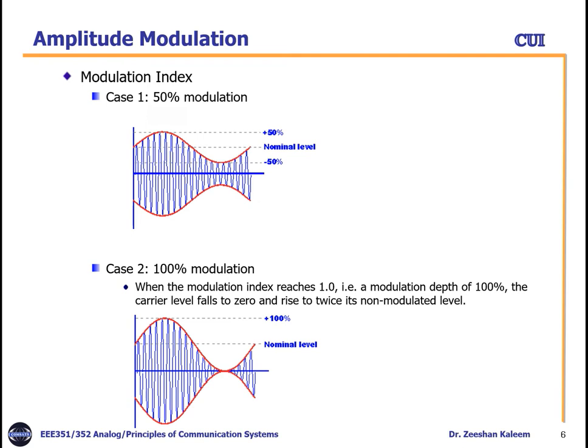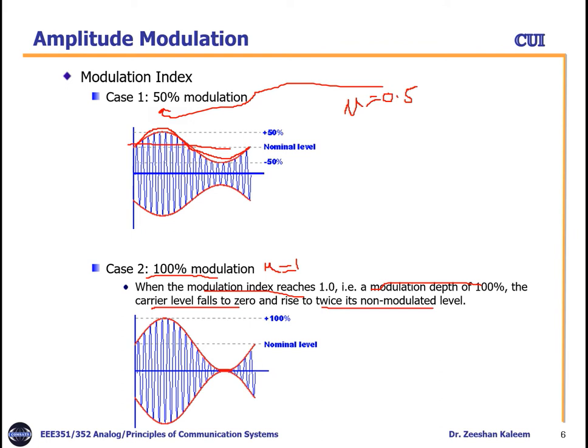Okay, let's have another look at modulation index. As we mentioned, mu equals to 0.5. It is similar in percentage, we can call it a modulation index of 50%, right? So it is your nominal value, and it is going 50% up, 50% down here, not touching. And in case mu equals to 100%, it means the mu equals to 1 scenario. When the modulation index reaches 1, that is a modulation depth of 100%. The carrier level falls to zero. Look at this, the carrier level falls to zero at this point and rises to twice its non-modulated level, right? The general level is this one, it goes upward to twice the value as well. Because you know that in the equation, if you put 1, so plus 1, it will become 2. Because the general A is 1 and the modulation index is 1, so it becomes 2.